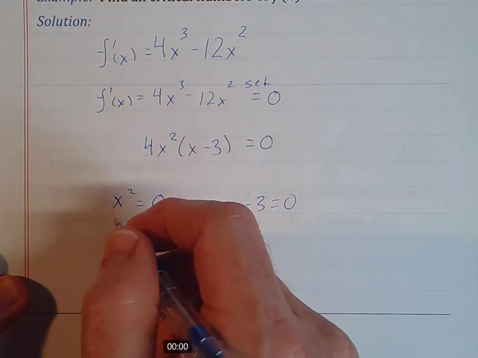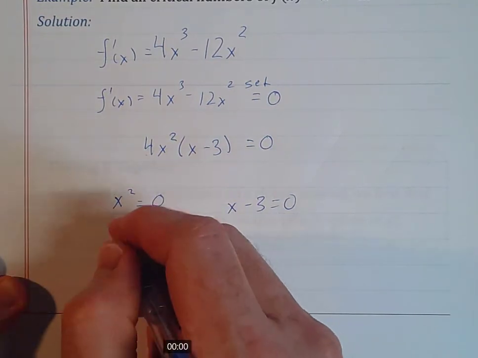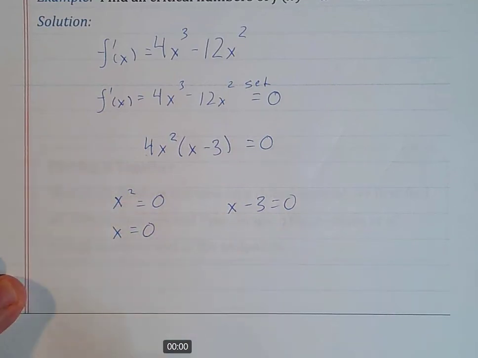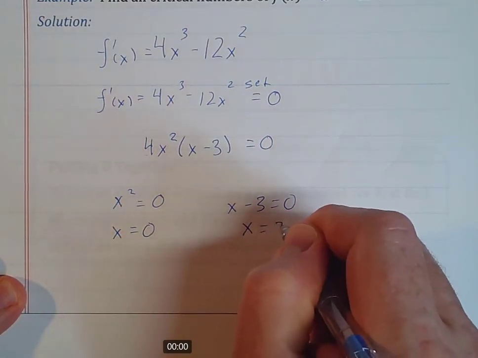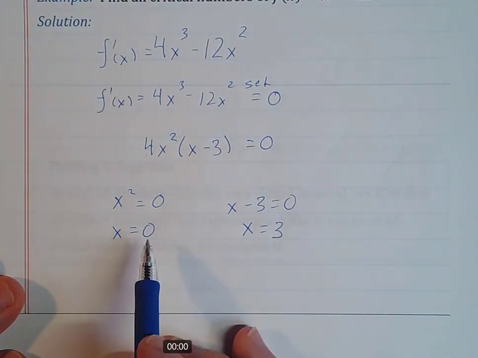Okay, and so if x squared equals 0, I get x equals 0. And over here, I'm going to get x equals 3. Now, I want to point out one thing here.